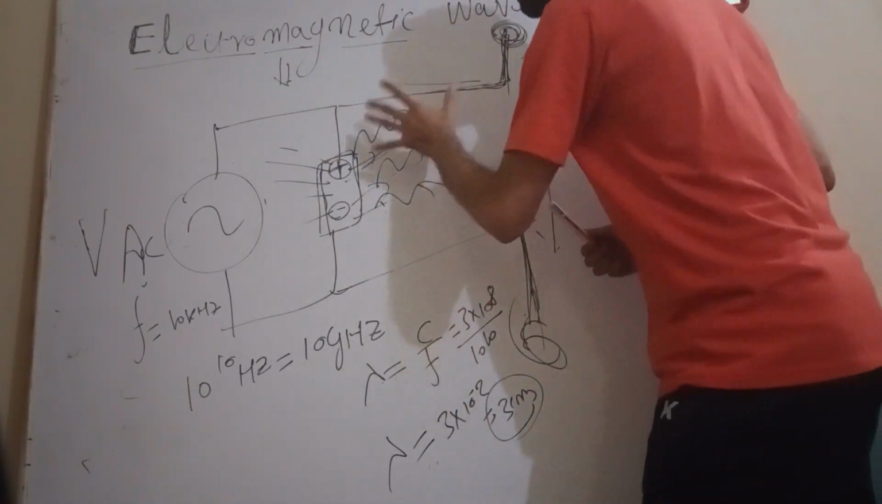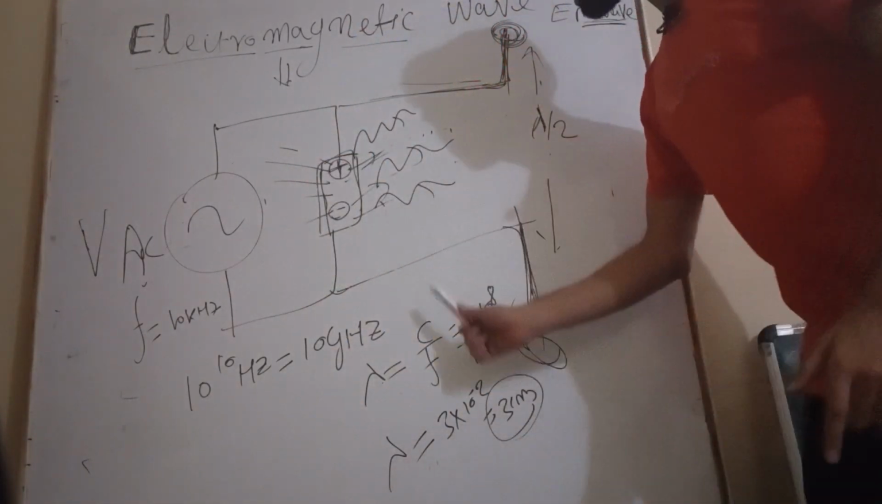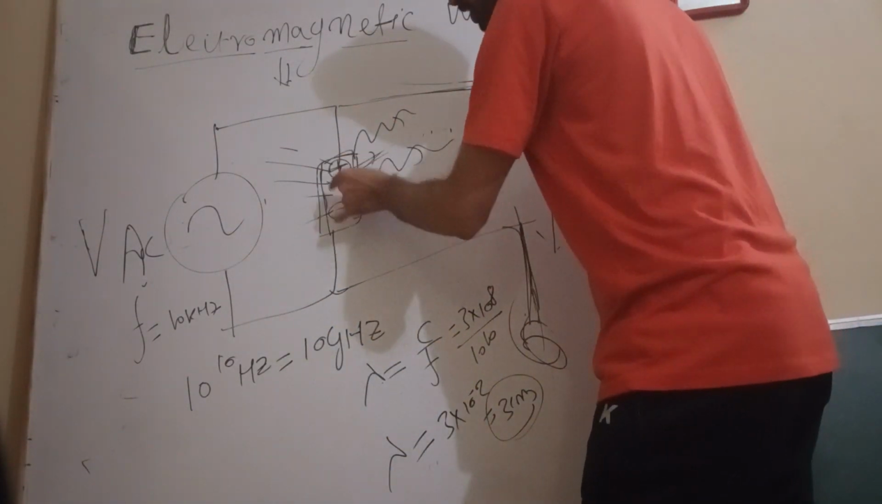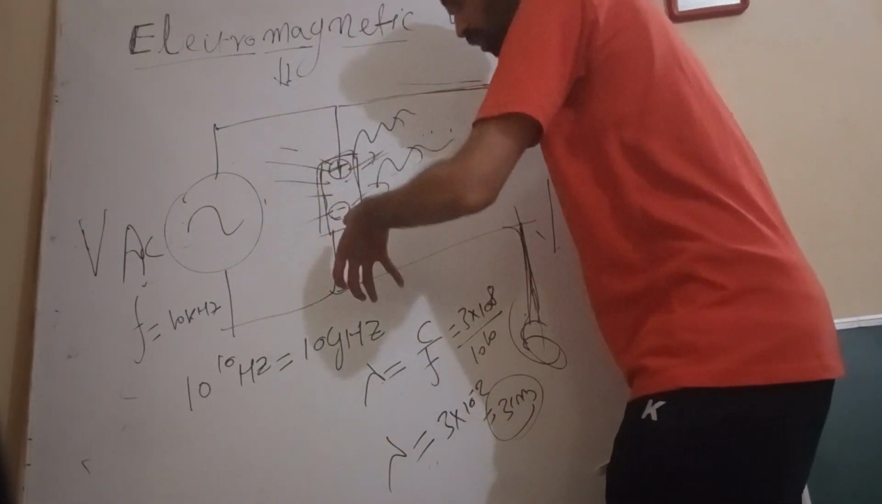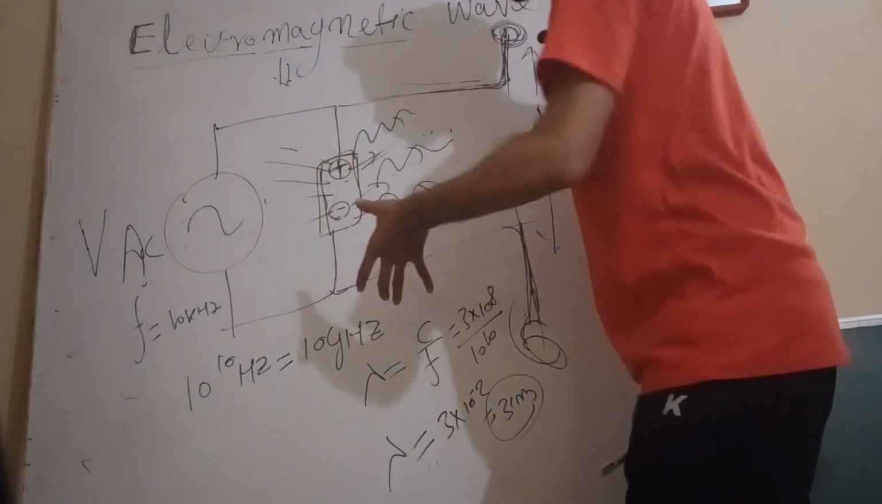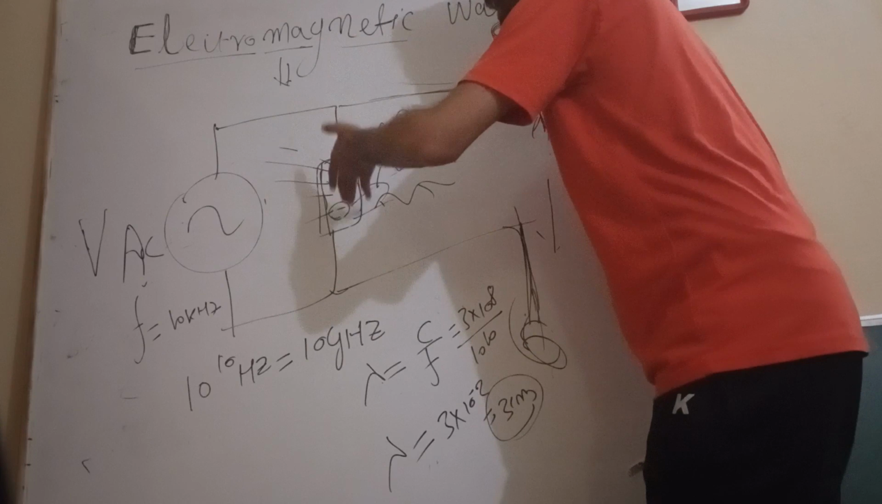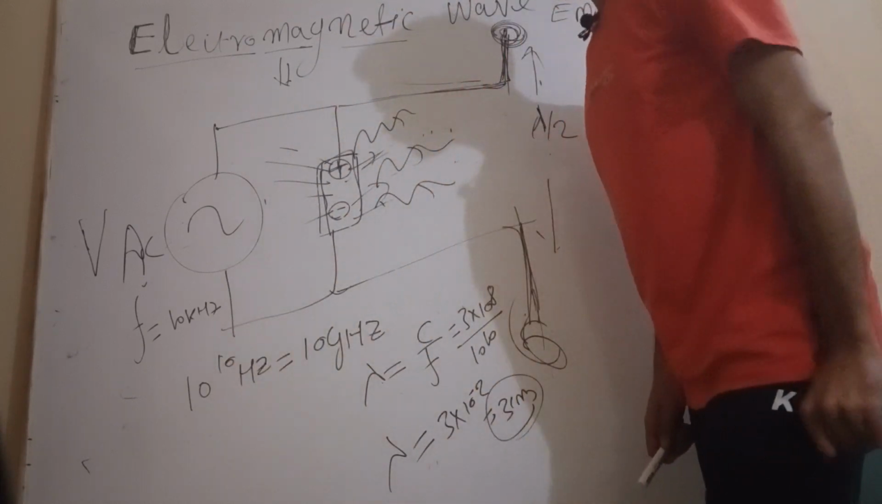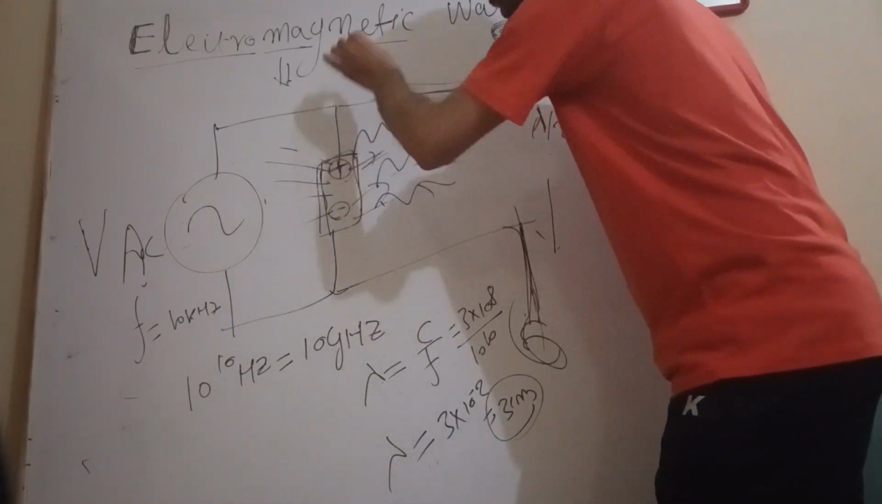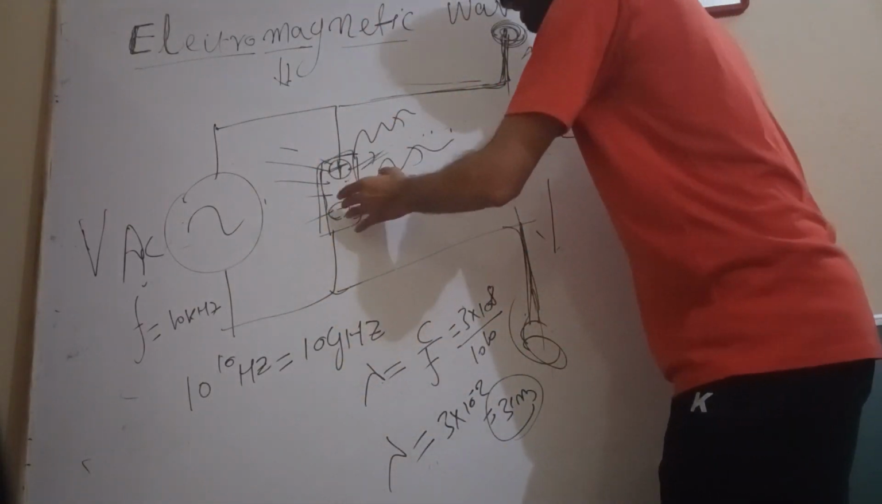It will start radiating from this conductor itself, at this much high frequency. The charge is oscillating 10 to the power 10 times. If something oscillates at this much speed, then this charge won't stay within this conductor at this high frequency.